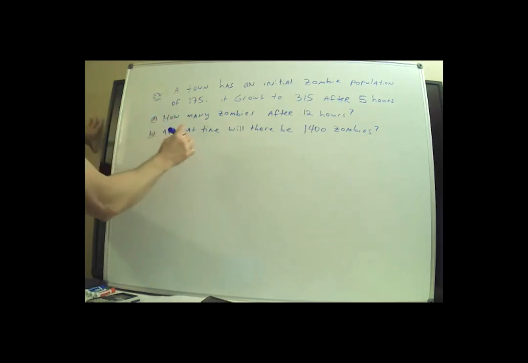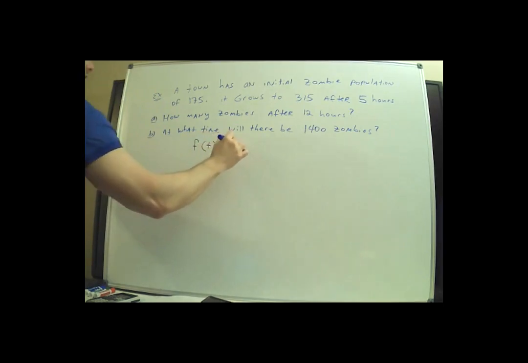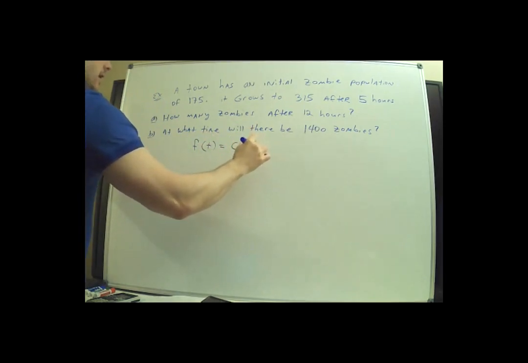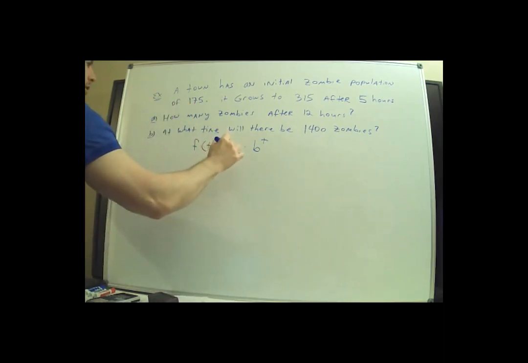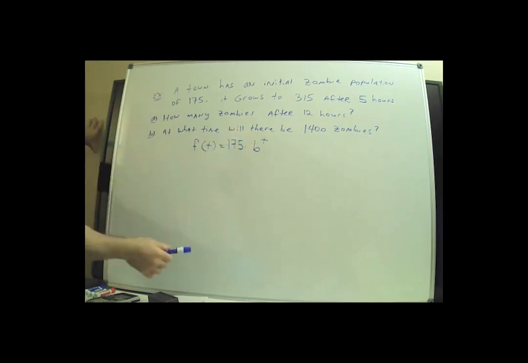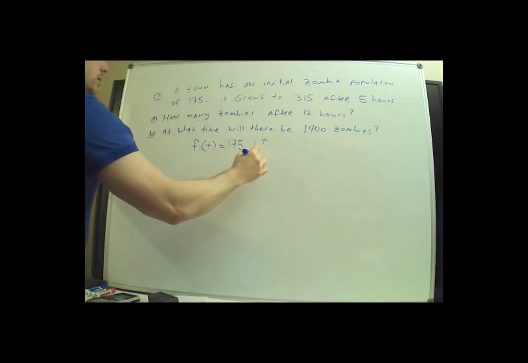I can't do any of this without my function. So you're going to put f of t equals c times b to the t. What is c? C is the initial amount. This is the amount that you start with. In my example here, it's going to be 175. Now, every book uses a different letter. Some books call that A. They all use a different notation, all right? Most of them use the B, though.